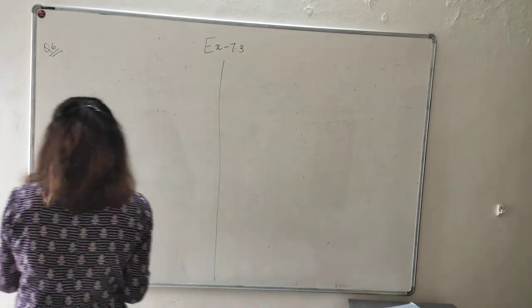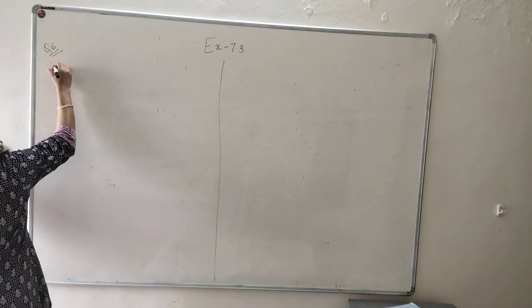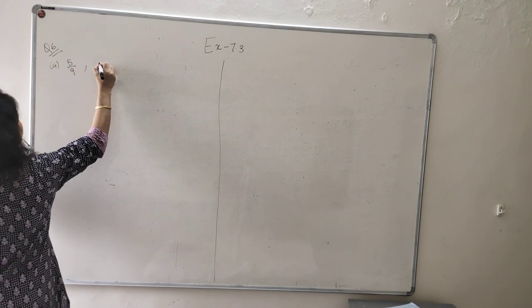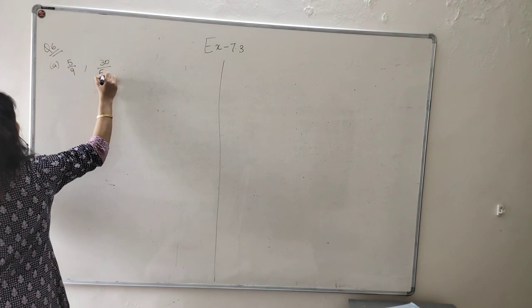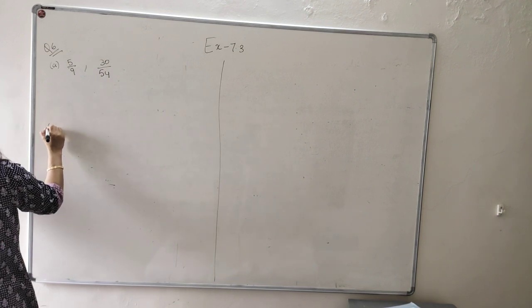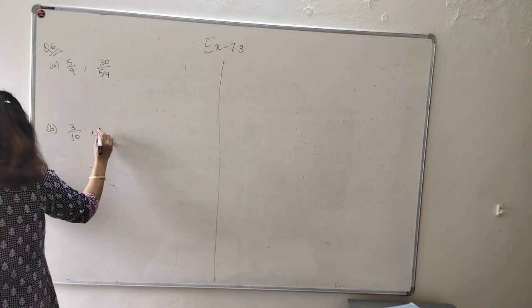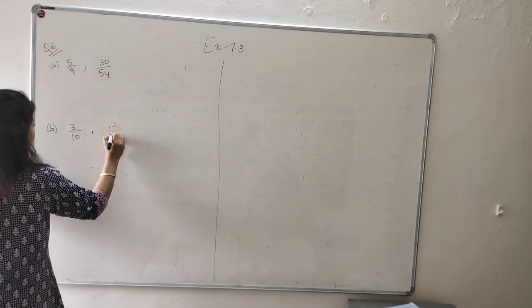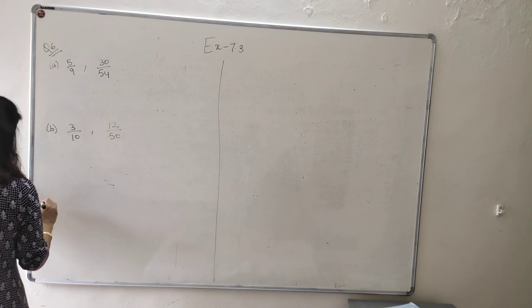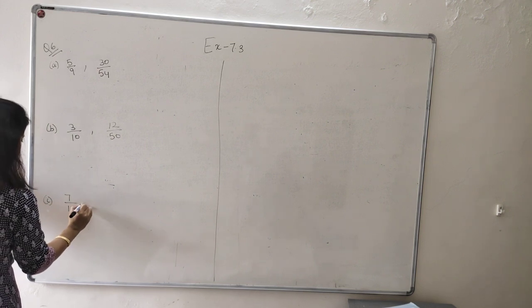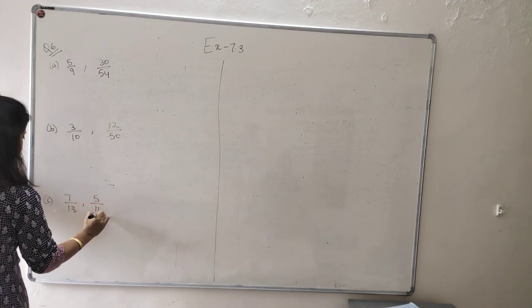Check whether the given fractions are equivalent. A. 5 upon 9 and 30 upon 54. B. 3 upon 10 and 12 upon 50. C. 7 upon 13 and 5 upon 11.